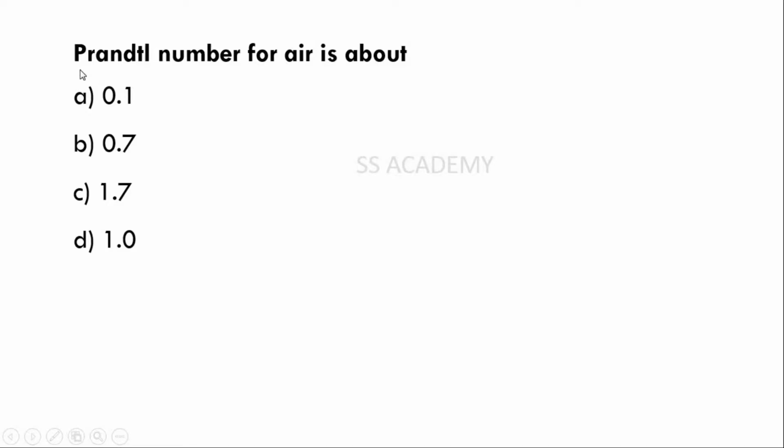Next question is, Prandtl number for air is about option A 0.1, option B 0.7, option C 1.7, option D 1. The correct answer is option B, 0.7. The Prandtl number for air is about 0.7.